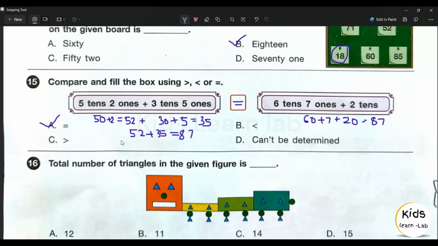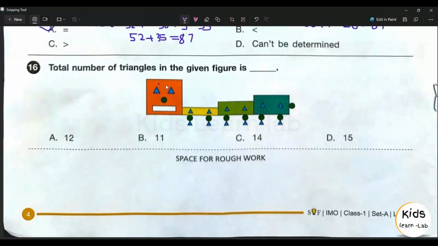16th question, total number of triangles in the given figure is dash. 1, 2, 3, 4, 5, 6, 7, 8, 9, 10, 11, 12, 13, 14. So option C, 14 is the right answer.